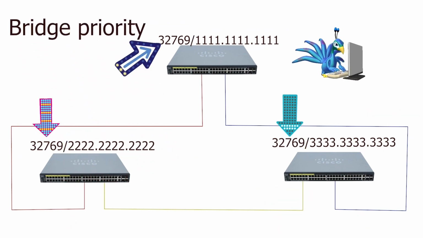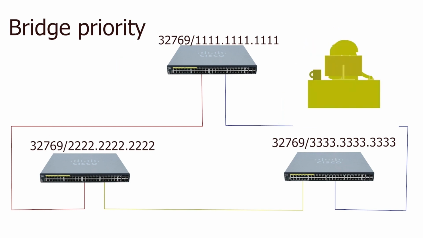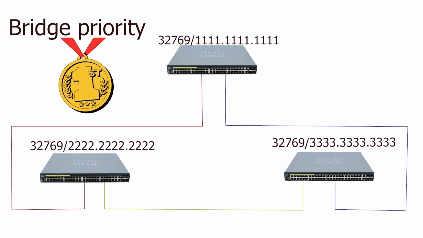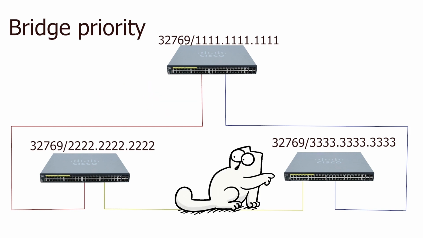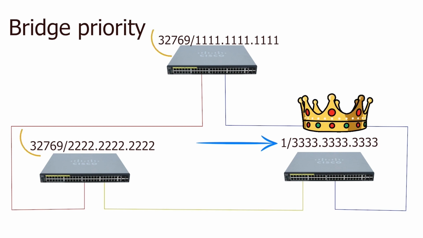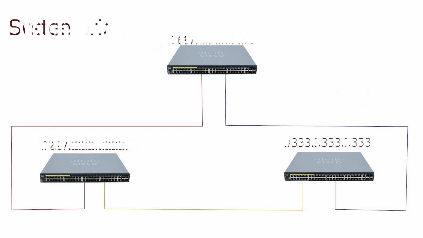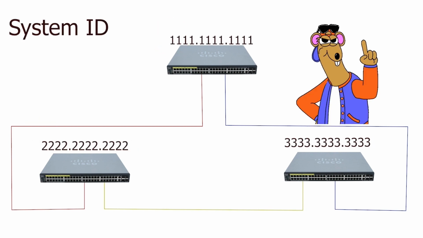The bridge priority is a changeable numeric value. It allows us to manipulate the root bridge selection process. The switch having the lowest bridge priority value becomes the root bridge. The default priority value is 32,768. If we want STP to select a particular switch as a root bridge, we can change its priority value to lower than others.